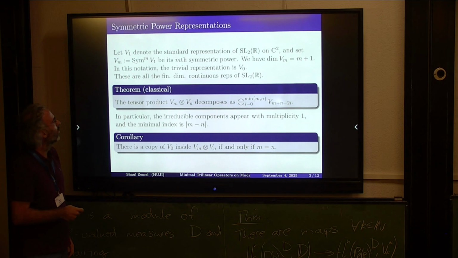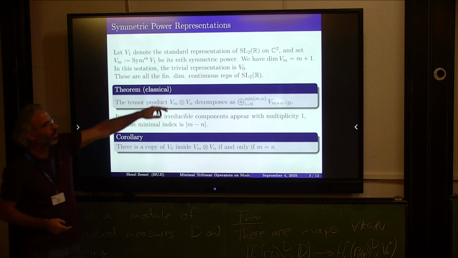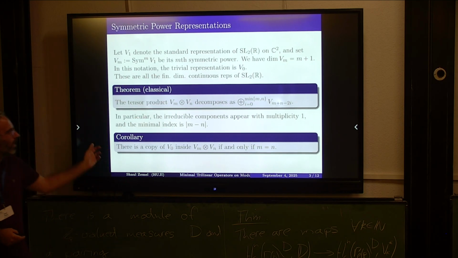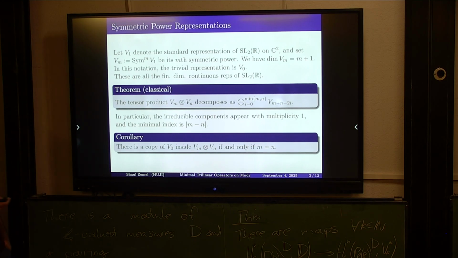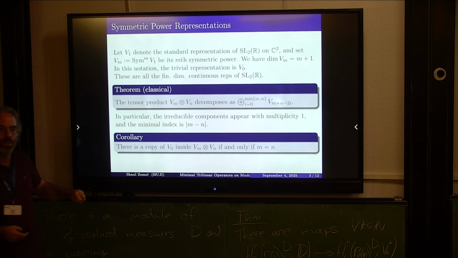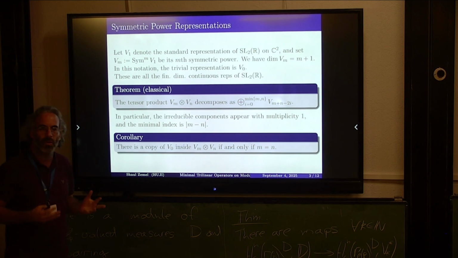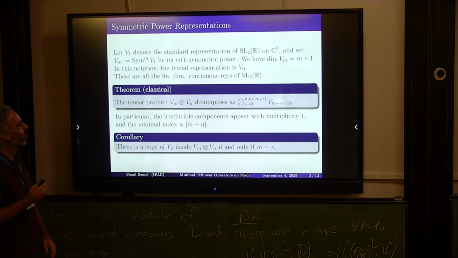Now, let's put some notation. V1 is just the standard representation acting on vectors. Vm is its mth symmetric power. It has dimension m plus 1. And V0 is the trivial representation. These are all the finite dimensional representations. And I'm going to use these representations in order to contain the derivatives and still produce modular forms without issues.